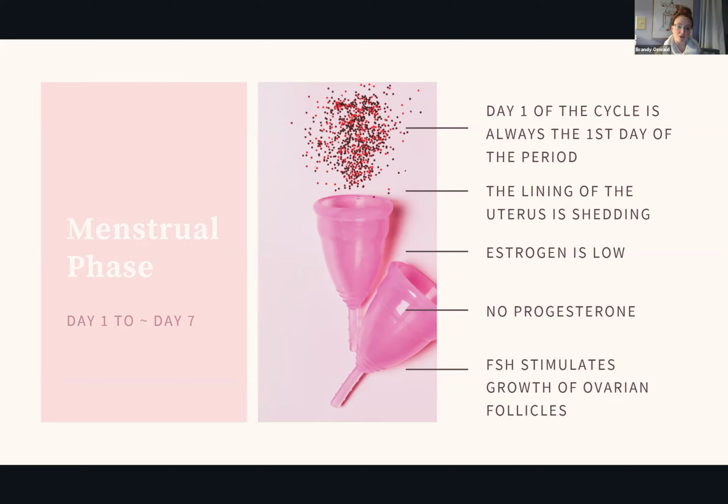The low level of estrogen triggers the production of FSH, which stimulates the growth of our ovarian follicles for the next upcoming round of ovulation that will take place in just a few weeks after the menstrual phase.